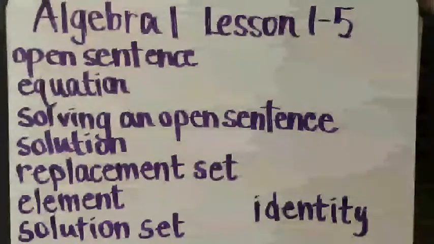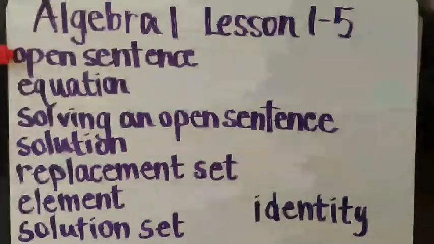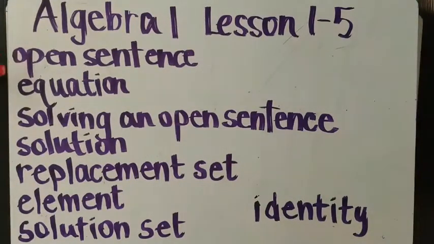This is Algebra 1, Lesson 1-5, Equations. The objectives say, solve equations with one variable and solve equations with two variables. Vocabulary: open sentence, a mathematical statement with one or more variables.